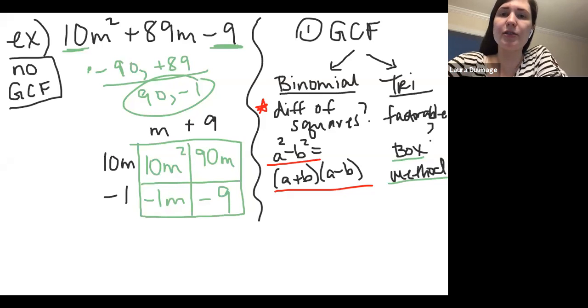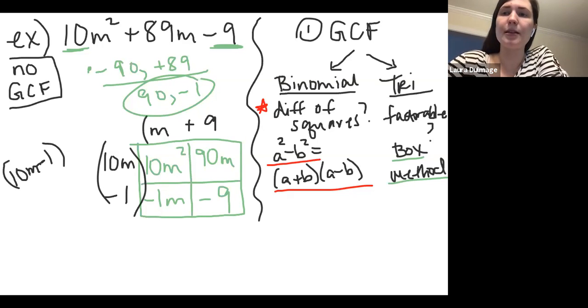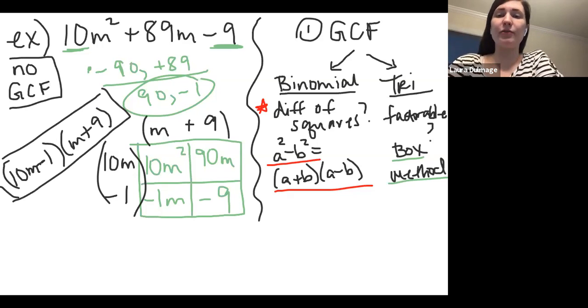So this factors into 10m minus 1, what we got here, times m plus 9. Again, you can always check your work through multiplication. Factoring is just reverse multiplication. It's going backwards. So you can always check via multiplication and see that it does work.